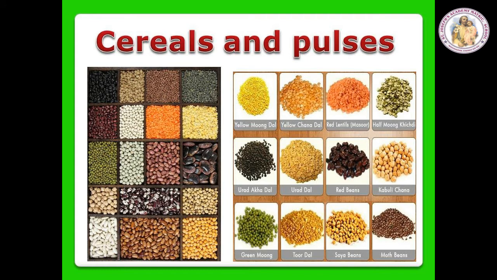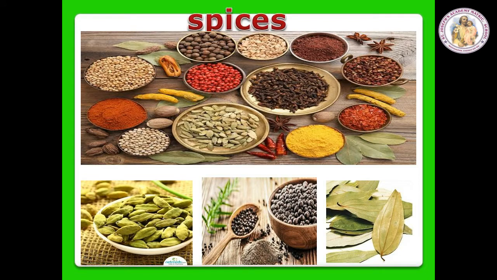We get cereals and pulses from the plants. For example, rice, wheat, red gram, black gram, etc. Spices. Spices give flavor to our food. They grow from the plants. Examples for spices are cardamom, pepper, bay leaves.